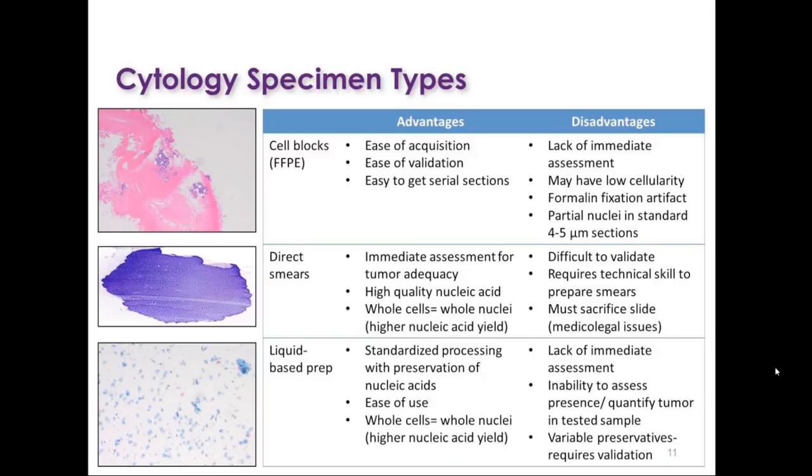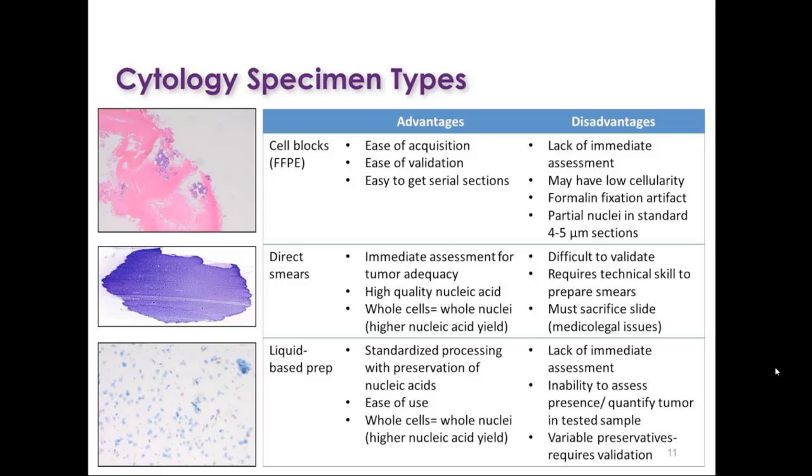The other issue with getting cell block sections is that when you cut sections, our standard sections are 4 to 5 micron. And so you're not going to get the entire nuclei. You're cutting through the nuclei, so you will not get the entire nucleic acid content from that cell.